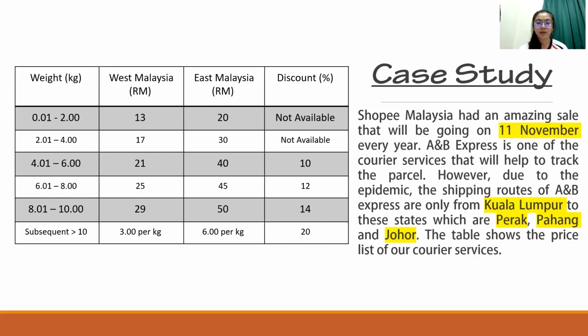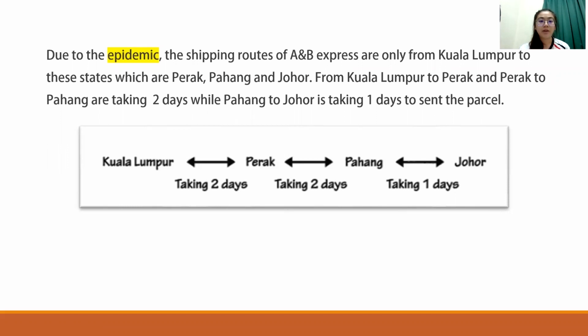A&B Express is one of the Korean services that will help to track the parcel. However, due to the epidemic, the shipping route of A&B is only from Kuala Lumpur to these states, which are Perak, Pahang, and Johor. The table beside shows the list of our current service. We are separated into two locations, which are West Malaysia and East Malaysia, and we also provide some discount for parcels above 4 kg. Due to the epidemic, the shipping route is limited to these days. From Kuala Lumpur to Perak and Perak to Pahang take 2 days, while Pahang to Johor takes 1 day to send the parcel.